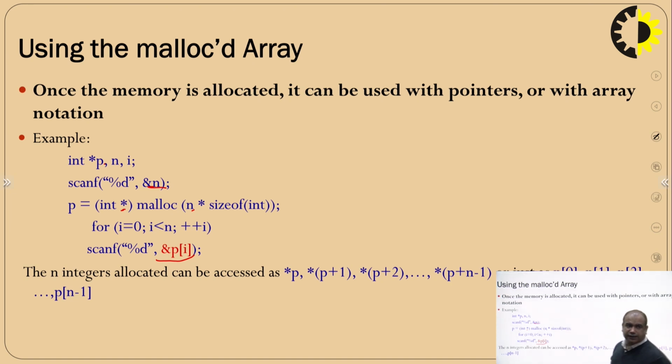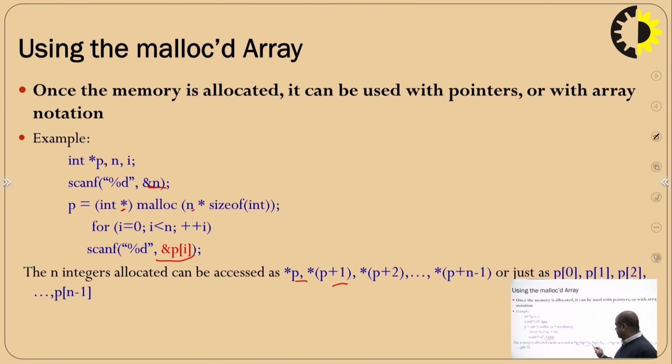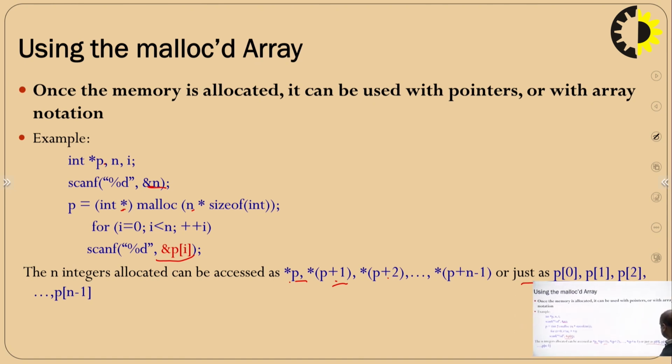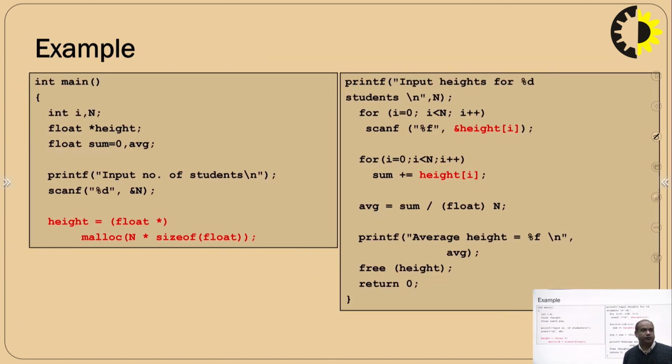So the n integers allocated can be accessed either this way, as element 0, element 1, element 2, up to n minus 1, or as p[0], p[1], p[2], up to p[n-1]. Either this way or that way. That is an example of using malloc.